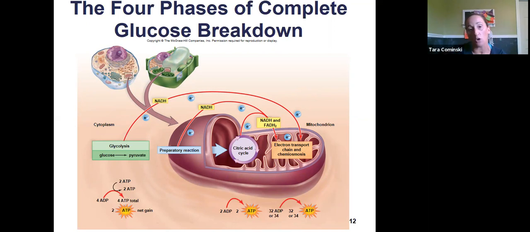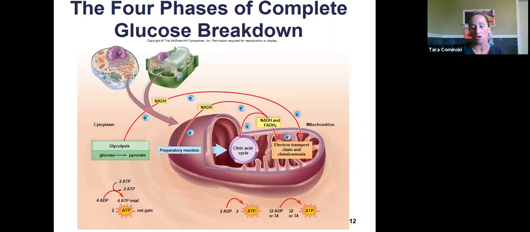So again, super important diagram, okay? Because it provides an overview, tells you how many ATP are made at each one of these phases, right? And then also shows you where NADH and FADH2 are produced, okay? When I talk specifically about each phase in the recorded lecture, there's more detail there, okay?